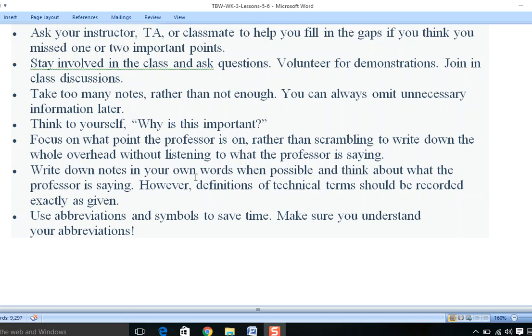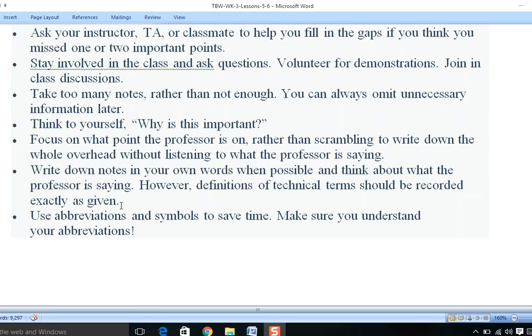Write down notes in your own words when possible and think about what the professor is saying. However, definitions of technical terms should be recorded exactly as given. Means try to put the notes in your own words, but wherever formulas, tags, and exact terms are given, note down those things and do not mix in your own interpretation.